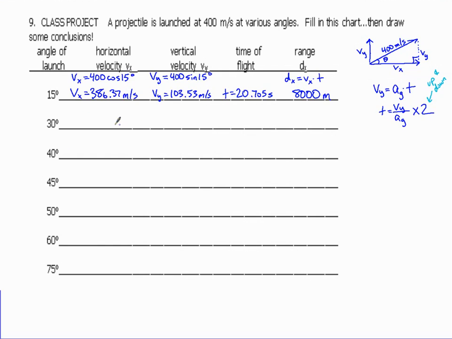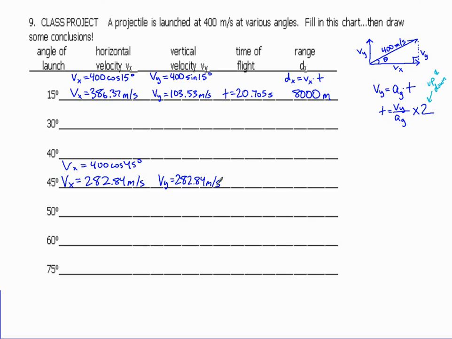I'm going to leave a few rows blank, and you can take a look at them on your own. So I'm going to look at a 45-degree angle, and we find that Vx is 400 times the cosine of 45 degrees, and it comes out to be 282.84 meters per second. The vertical velocity, 400 times the sine of 45 degrees, 282.84 meters per second.